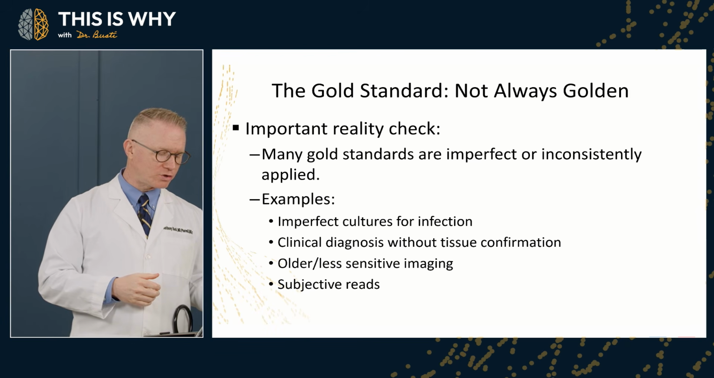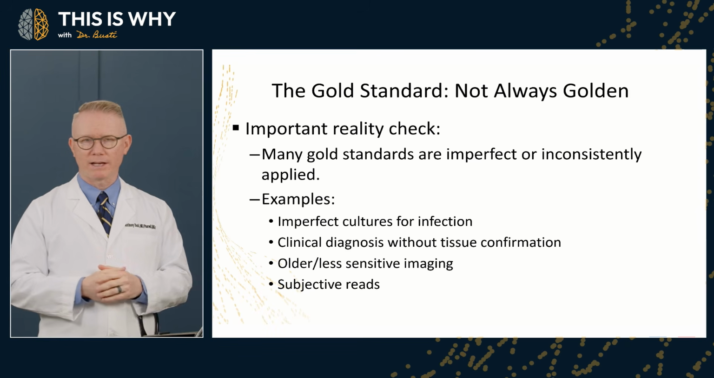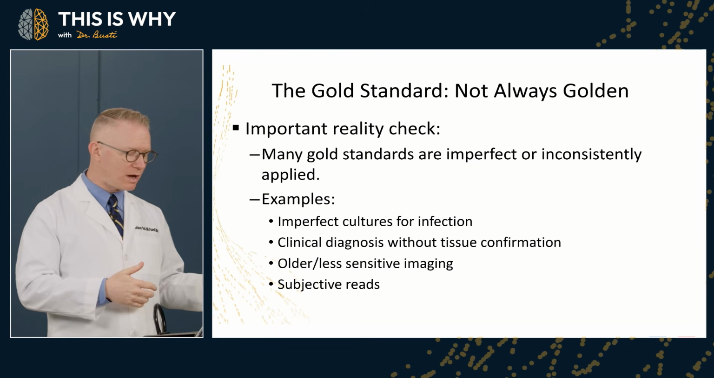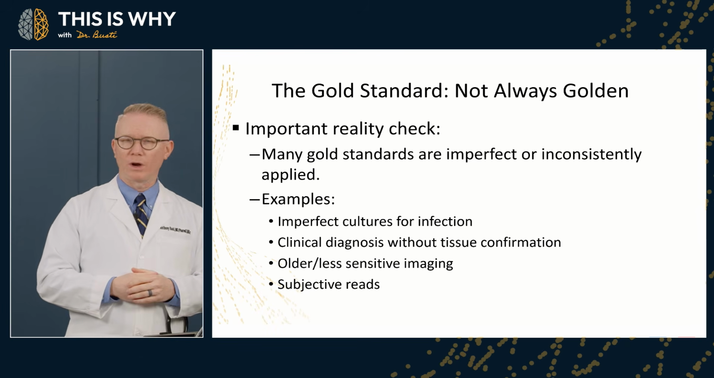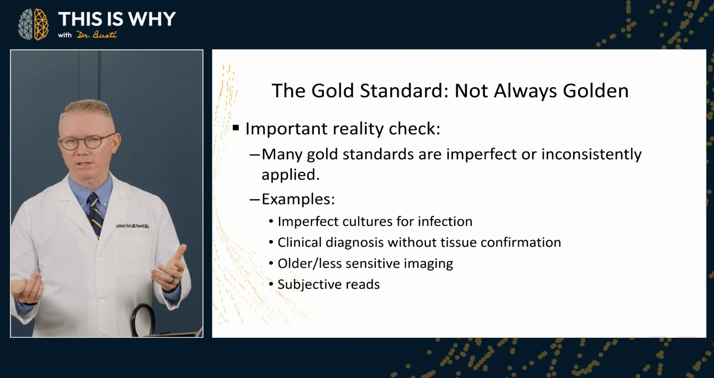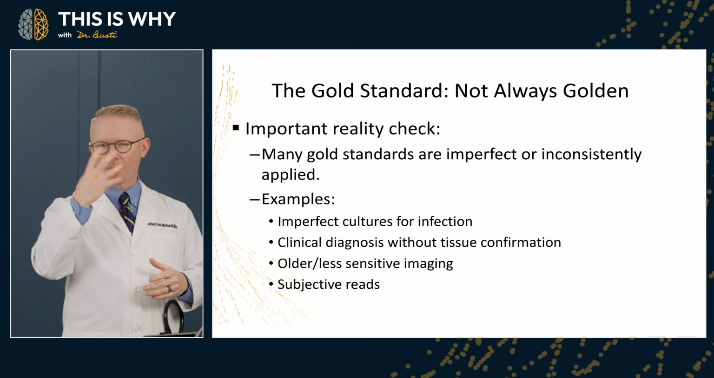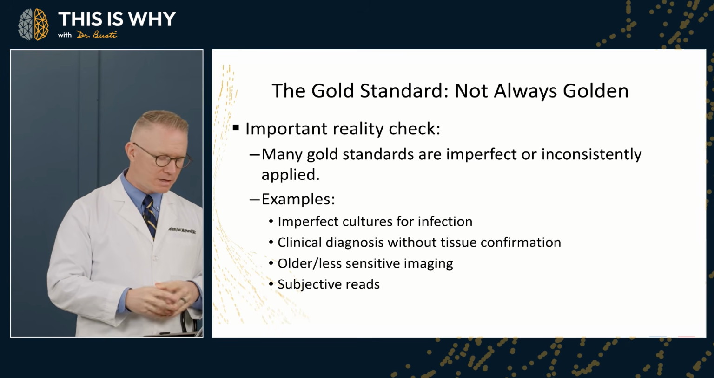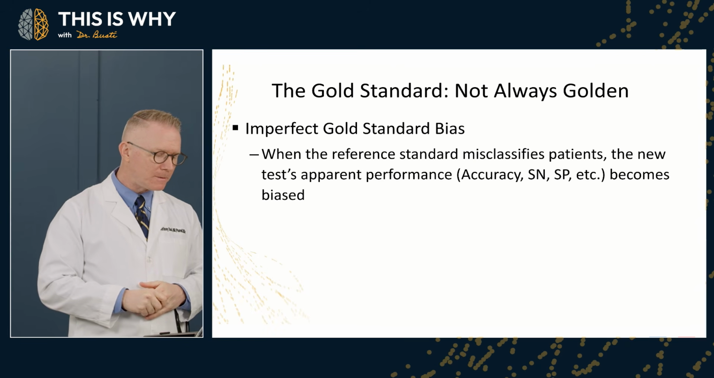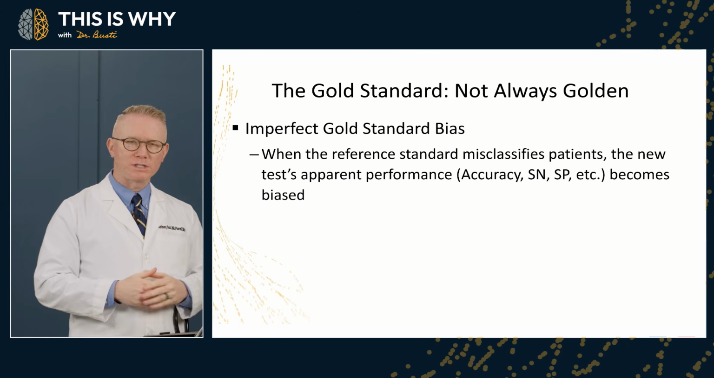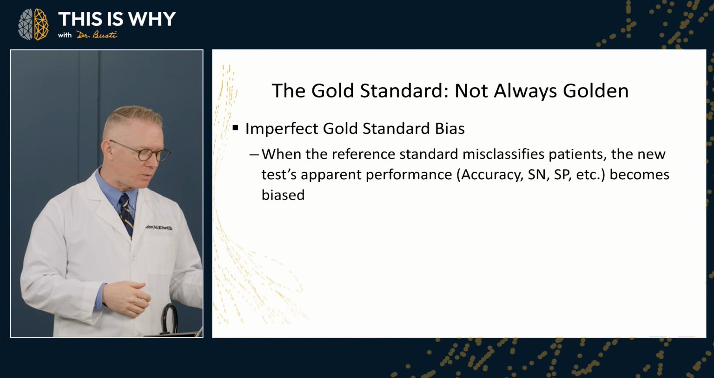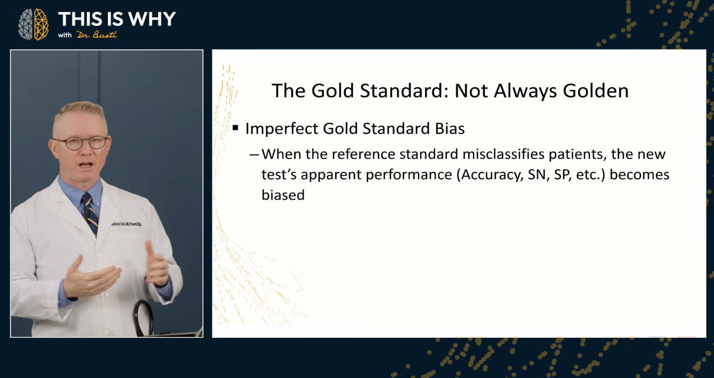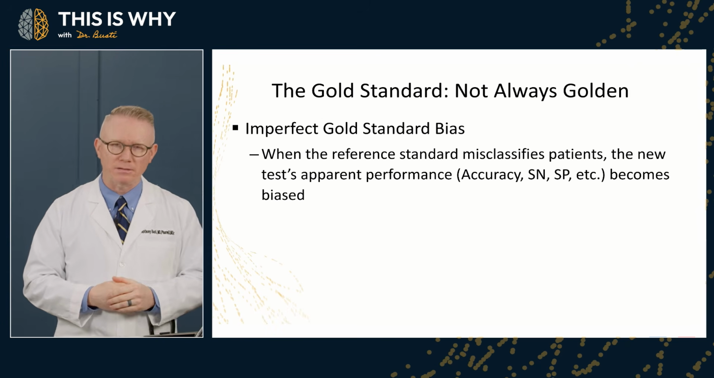You have imperfect cultures for an infection. Maybe the way they were collected. Maybe there's contamination. The clinical diagnosis without tissue confirmation, right? Older or less sensitive imaging modalities, okay? Doing an open mouth x-ray versus a CT scan of a cervical spine, very different, right? Subjective reads, okay? So when imperfect gold standard bias is being introduced, we think of things like when the reference standard misclassifies a patient and the new test performance becomes then biased by that, okay?